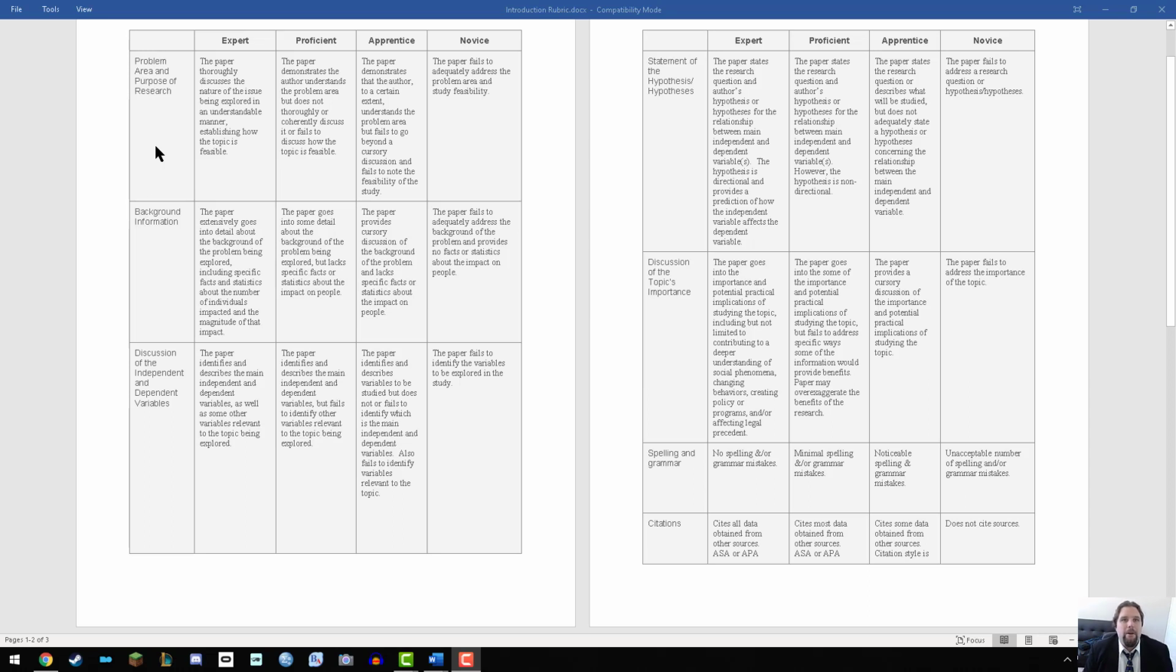So the paper goes into the importance of the potential practical implications of studying the topic. Even if it's not an applied study, you're doing basic research, maybe think of potential ways in which the topic might be important in the future. Including but not limited to contributing to a deeper understanding of social phenomena, which is what basic research would kind of lay out. Changing behaviors, which is a key factor in applied research, or creating policy or programs and affecting legal precedent, right? All applied research sorts of things.